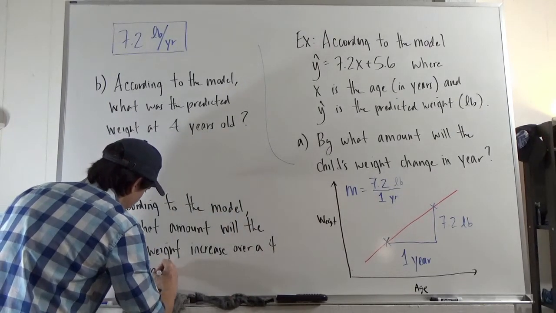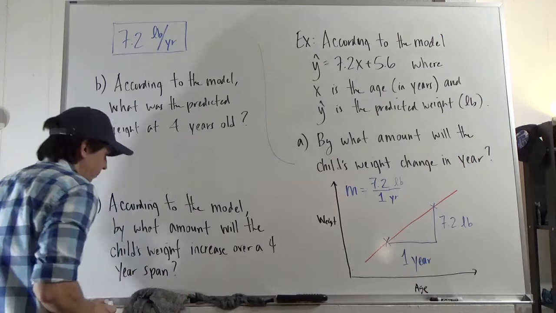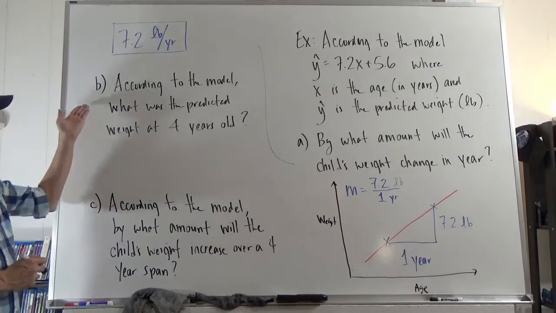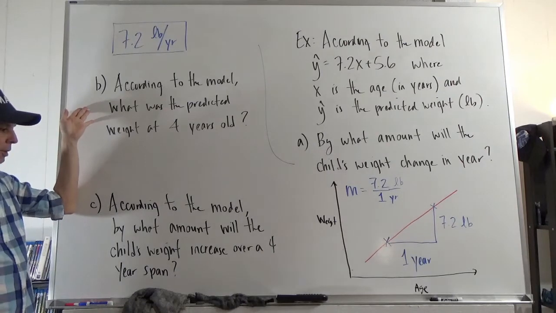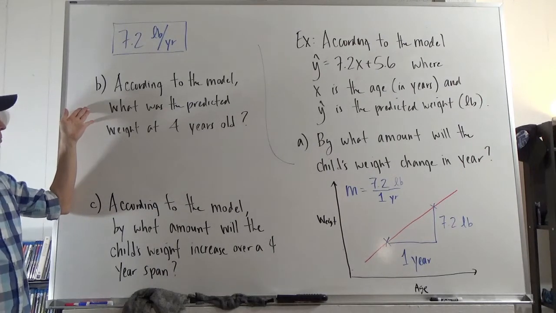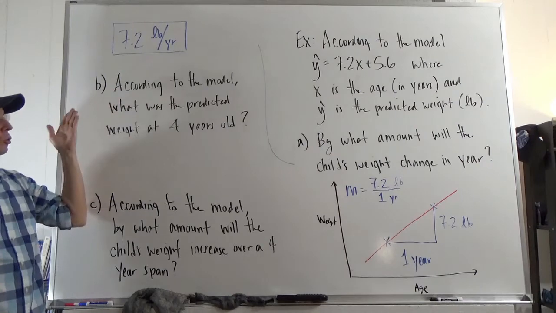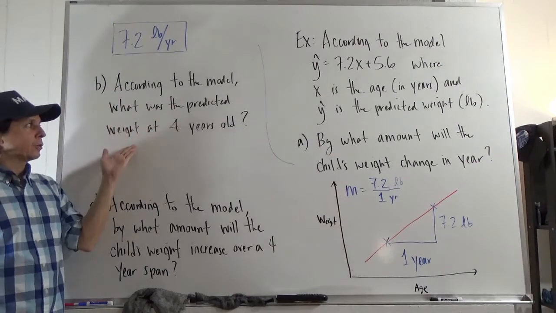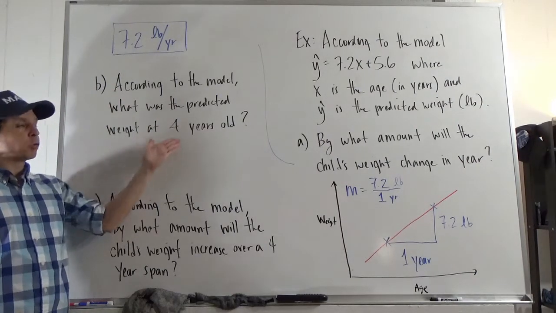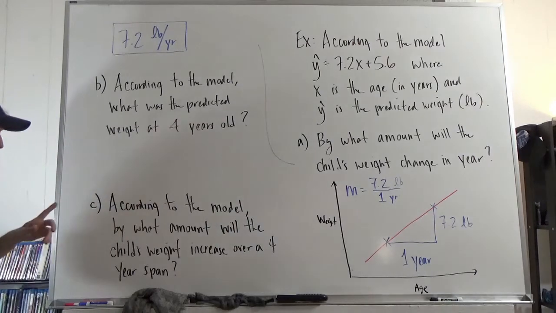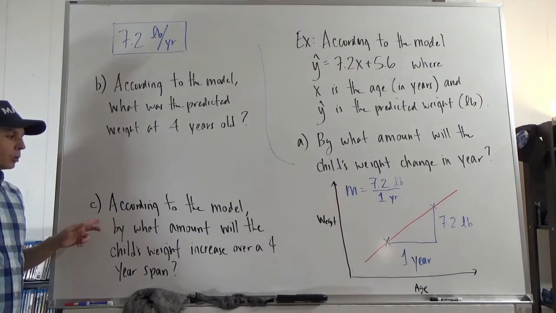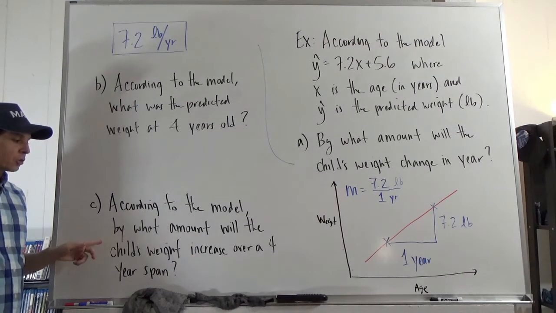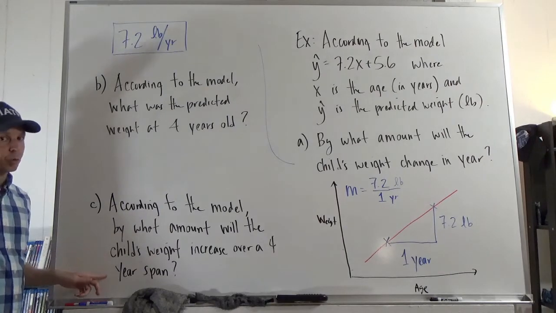Okay, sorry, I'm just writing, but I'll read off these questions. Part B, the first question we have to deal with right now: according to the model, what was the predicted weight of the child at 4 years old? Part C, not a follow-up because it's not related to that: according to the model, by what amount will the child's weight increase over a 4-year span?